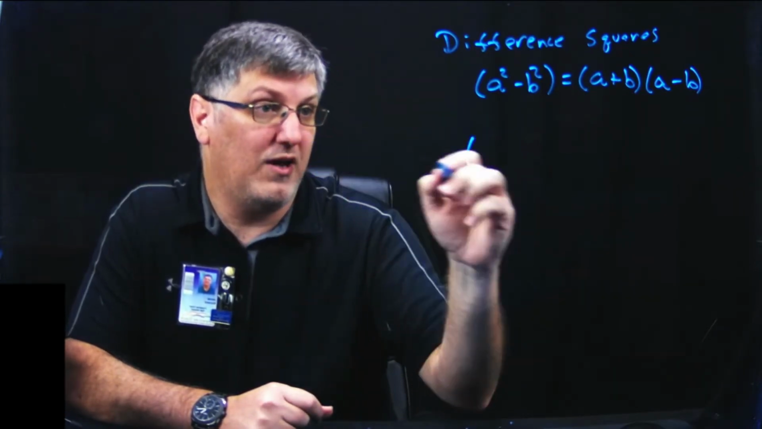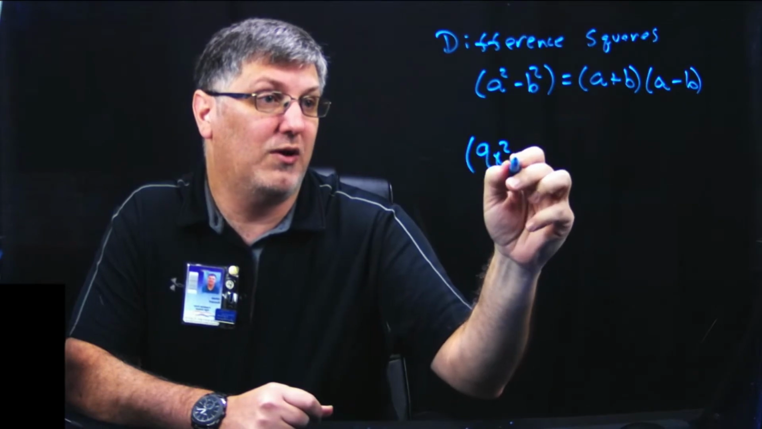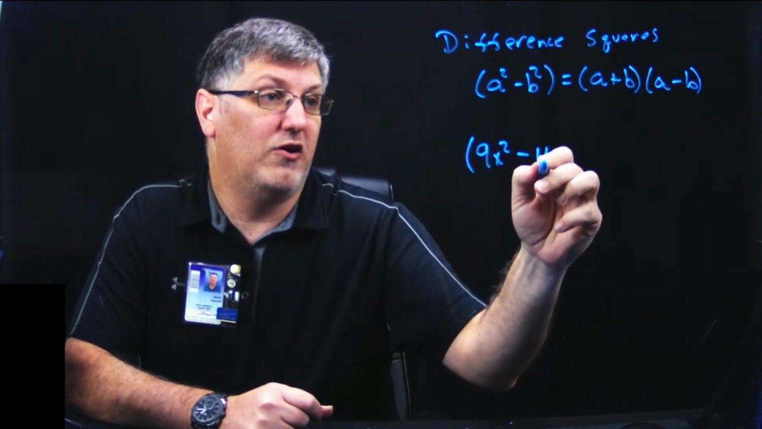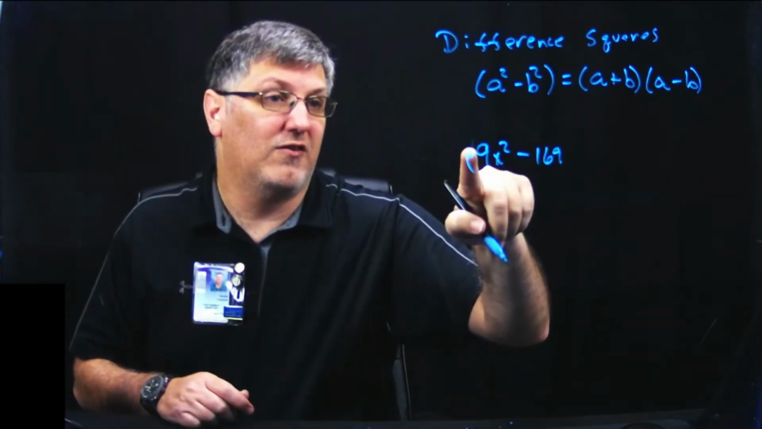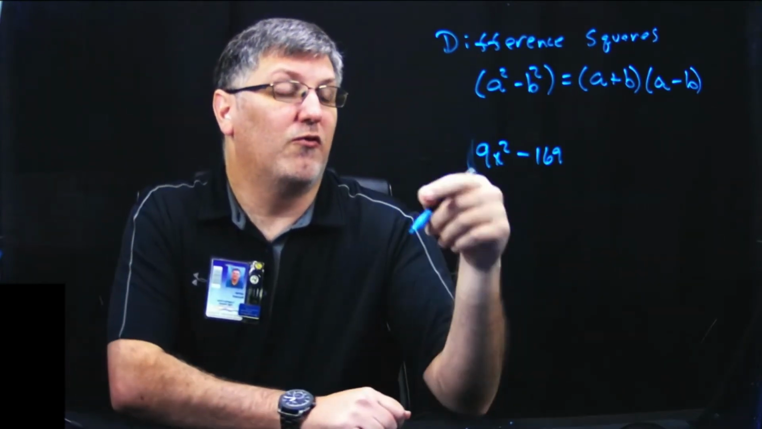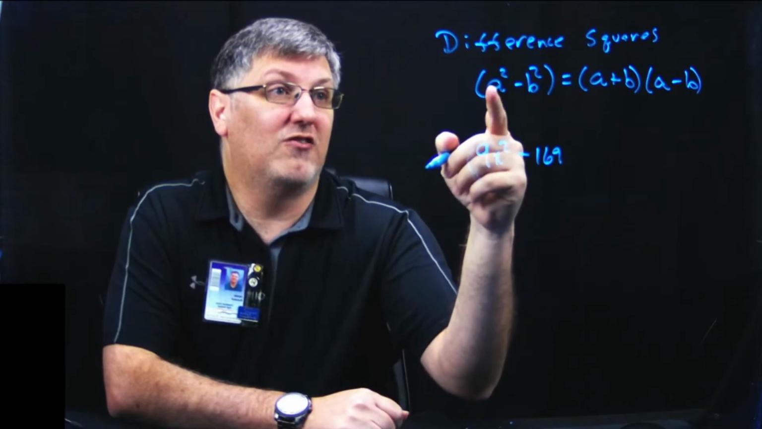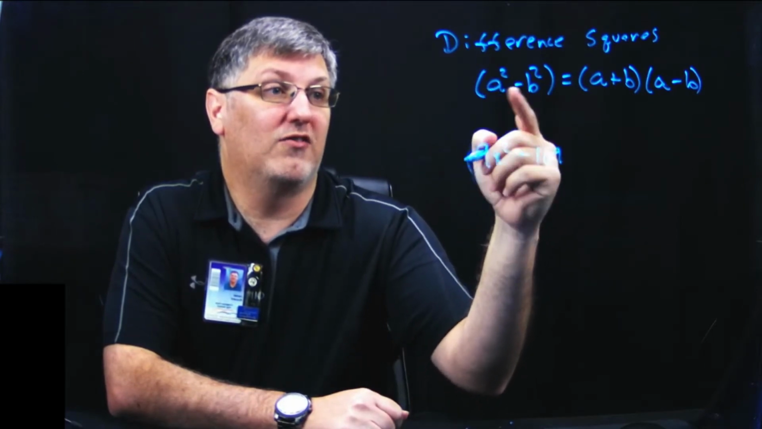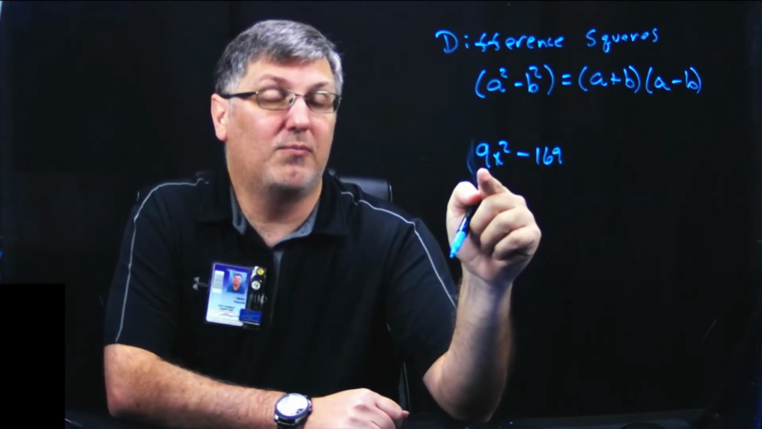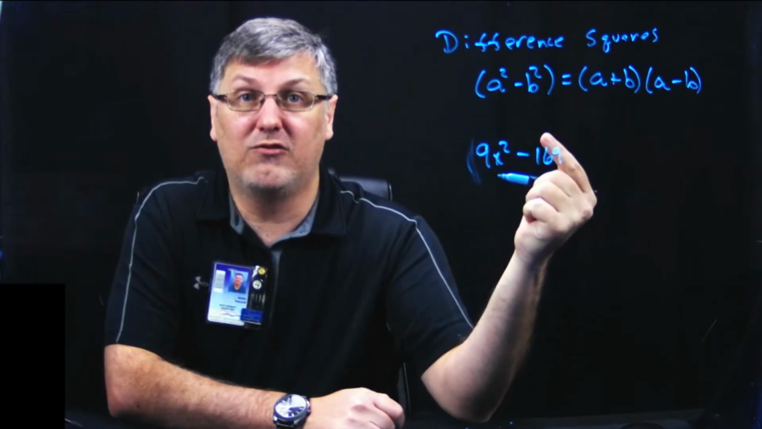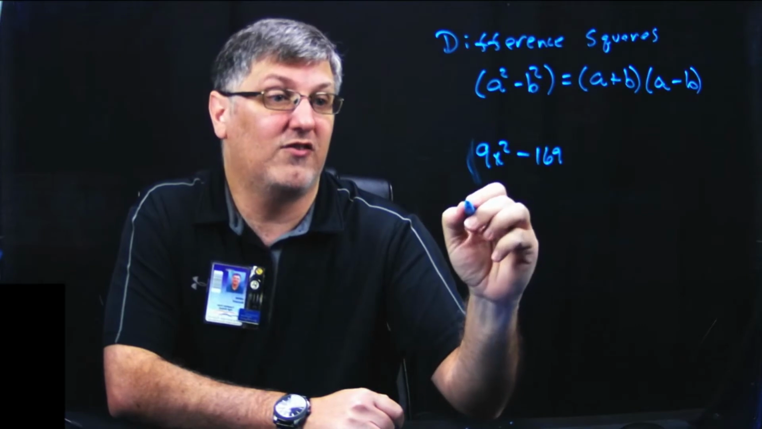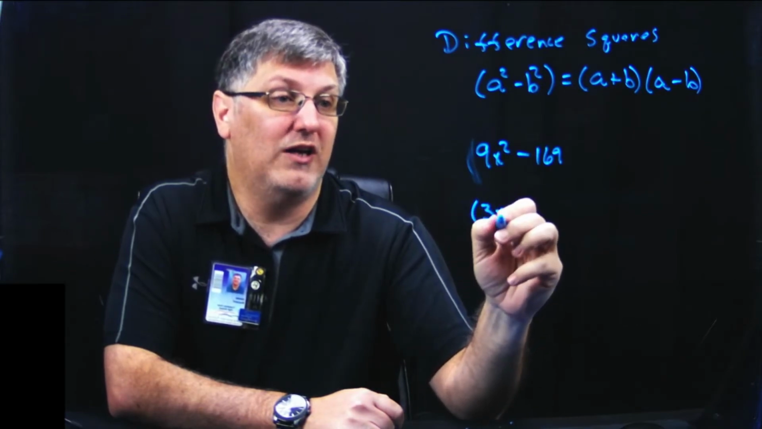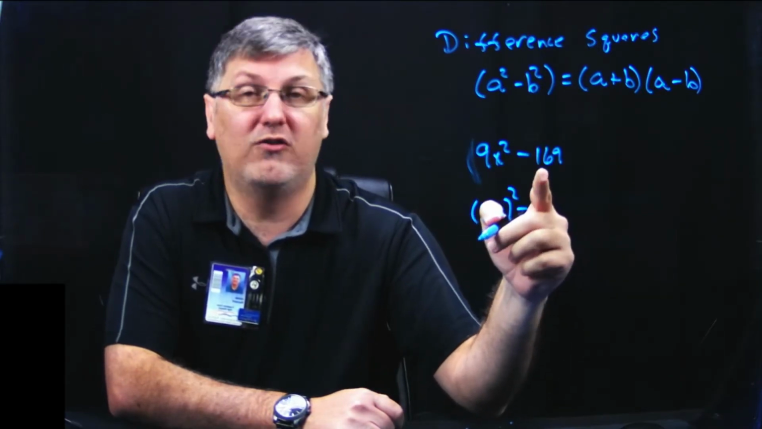So let's say that we have 9x squared minus 169, and we want to go ahead and factor that. Well, the first thing I see is I need to see if I can get it to something squared minus something squared. Well, 9 is a perfect square. If I take the square root of 9, I get 3. And x squared is a perfect square because the square root of x squared is just x. So I can rewrite this as (3x) squared minus, well, 169.